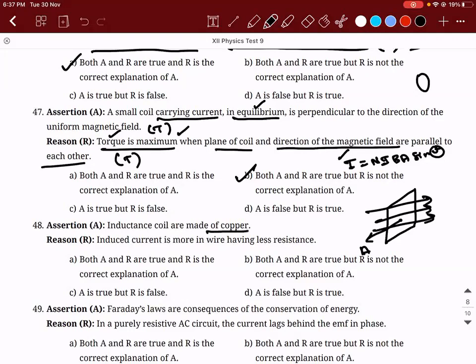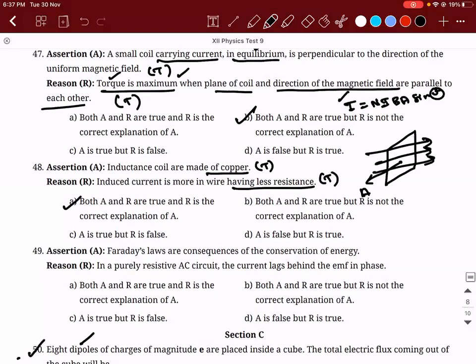Inductance coils are made of copper. True, sir. Yes. Induced current is more in wire having less resistance. True, sir. Yes. So that is the reason why it is made with copper.